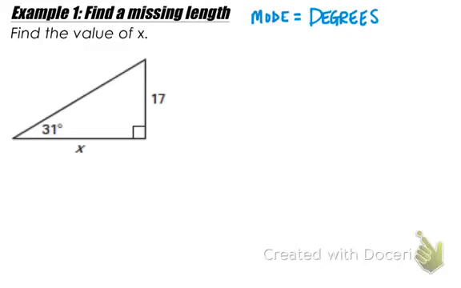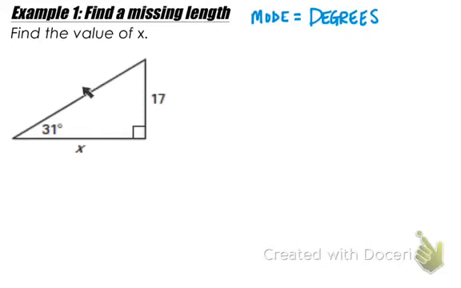So in order for us to find that missing length, we need to use a trig function. We cannot use the Pythagorean theorem because we don't know anything about this hypotenuse. In order for us to use the Pythagorean theorem to find a length of the side, we need at least two sides of a triangle. We only have one, and then we've got to find the other one. And we know nothing about the hypotenuse.